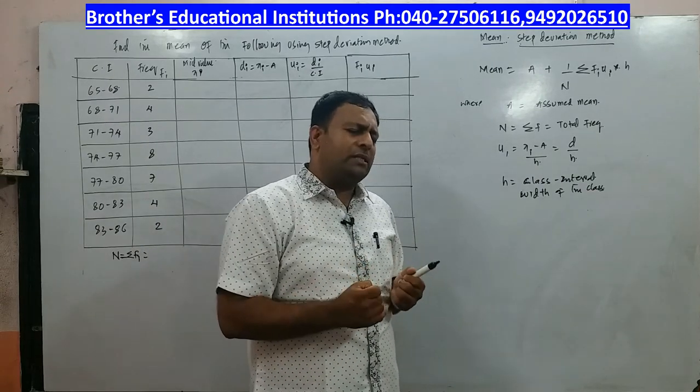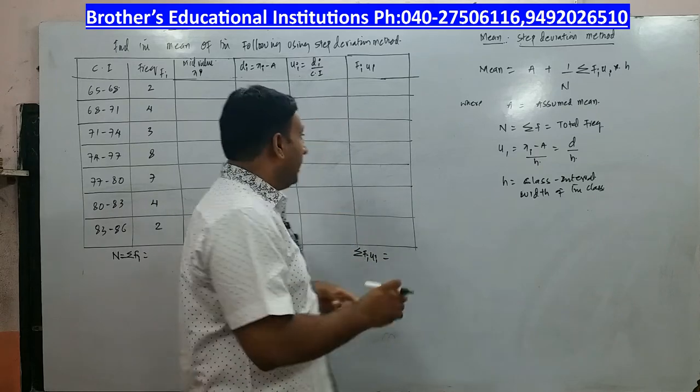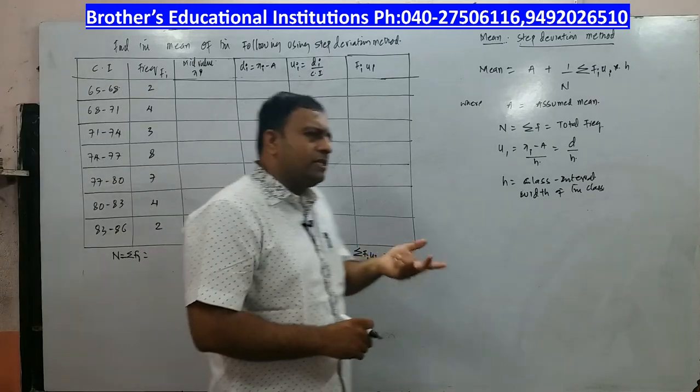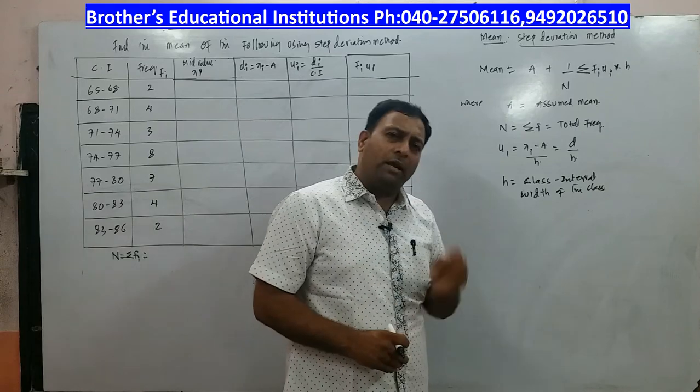The width of the class is always to be calculated vertically, not horizontally. Means, I should not take the difference like this. I must take the difference like this. What difference does it make? You will come to know when you are dealing with problems in our next class. So, it has to be calculated vertically.